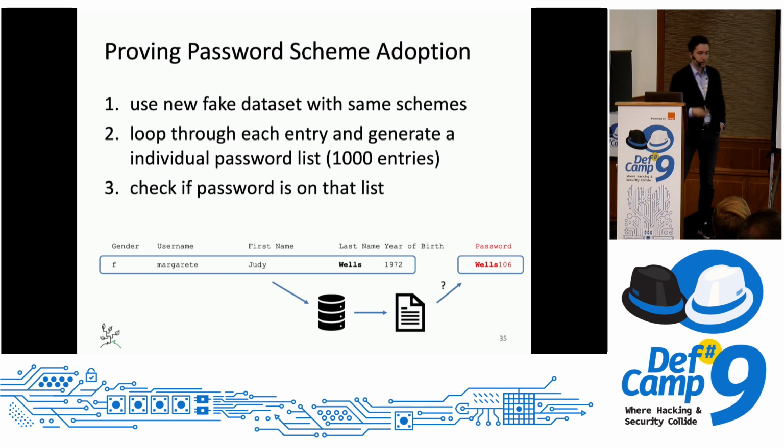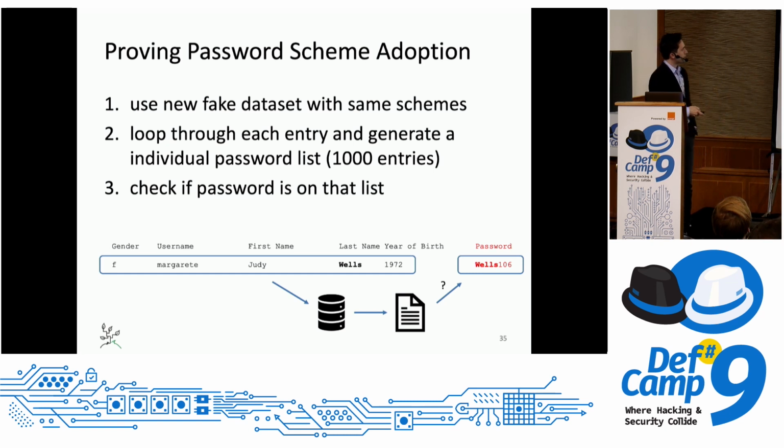So now I'd like to prove the scheme adoption. How is that possible? I created a new data set that the machine has not seen before, and I basically separated it. So I created a data set with personal information and a password, and that's multiple times. And I separated that, and then I looped through these entries and generated a 1,000-line password list. 1,000-line password list is nothing. So usually you use like millions of lines for a password list.